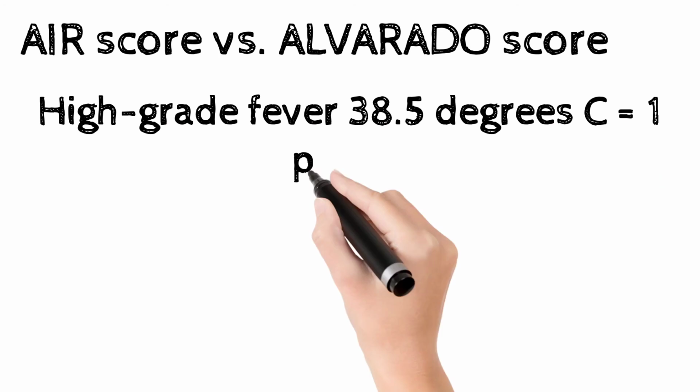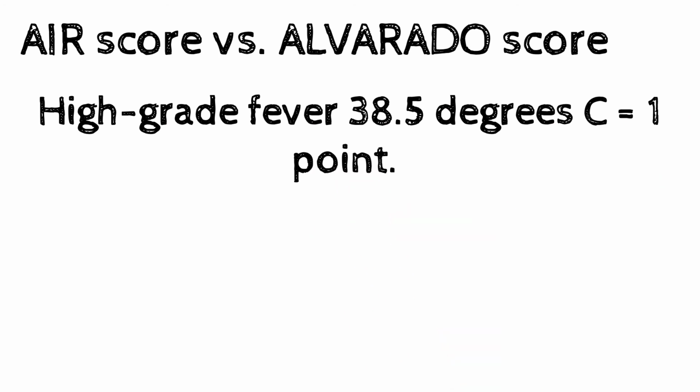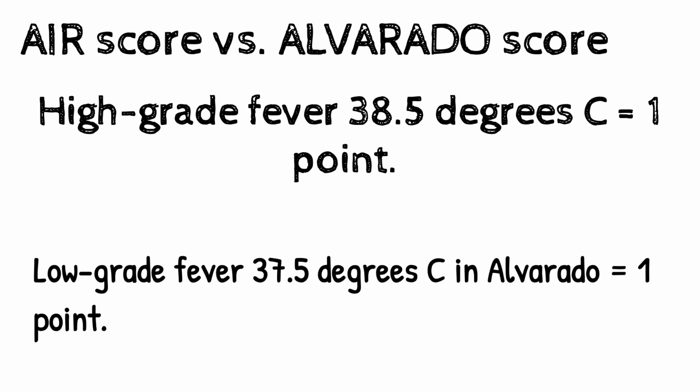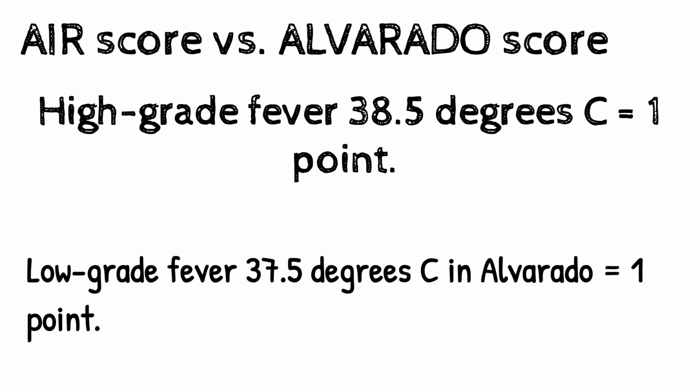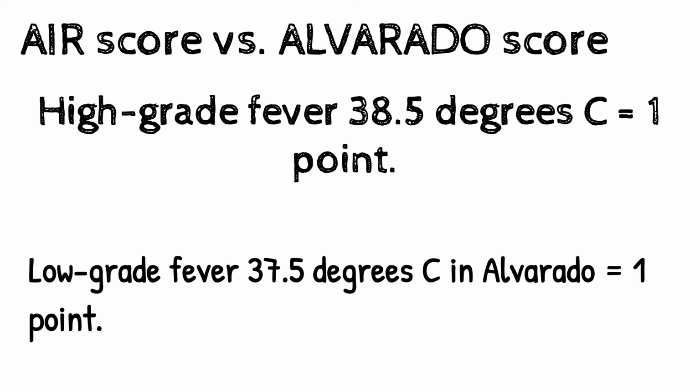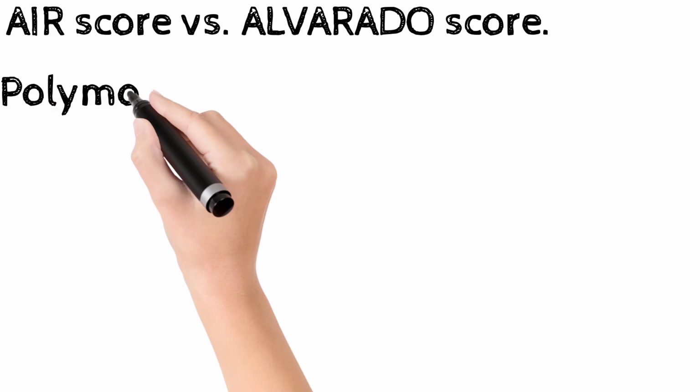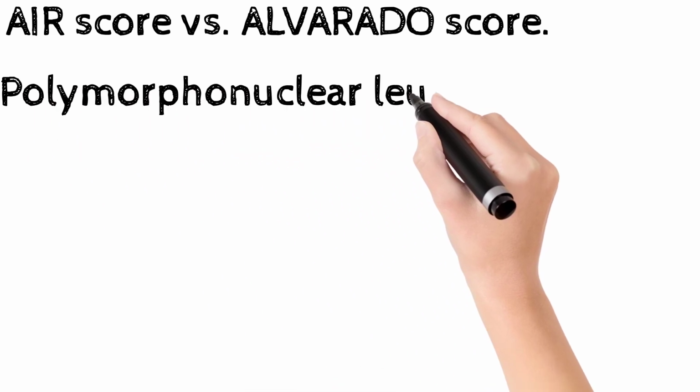With regards to fever, in the AIR score we refer to high-grade fever, which is given 1 point, but in the Alvarado score they spoke of a low-grade fever, which was also given 1 point. So the fever is still given 1 point. It's just that in the AIR score the fever is high-grade, and in Alvarado it was low-grade.